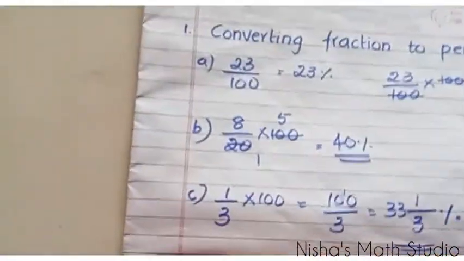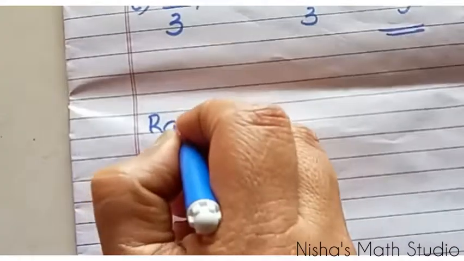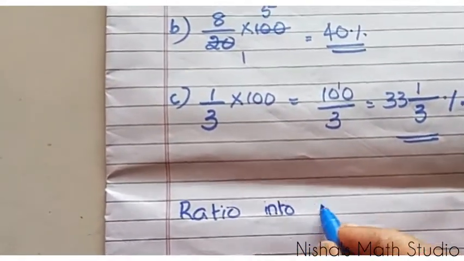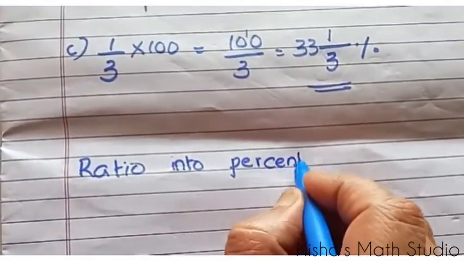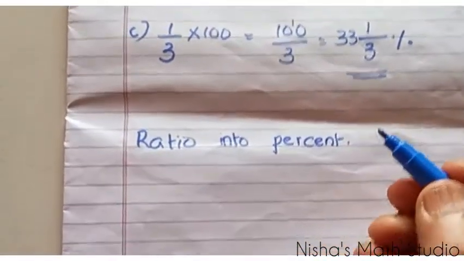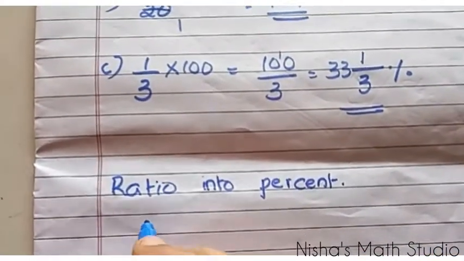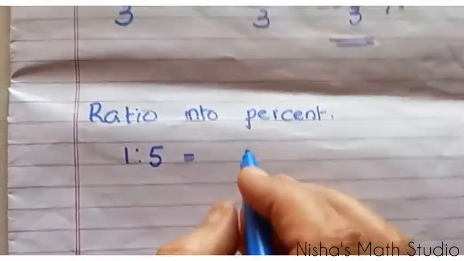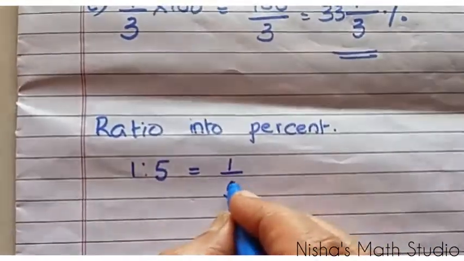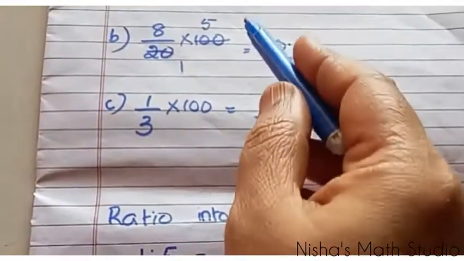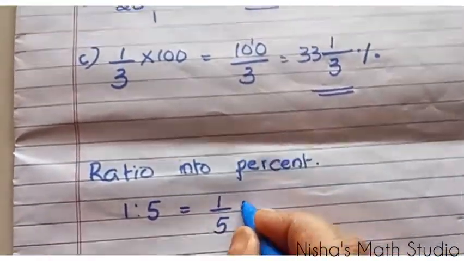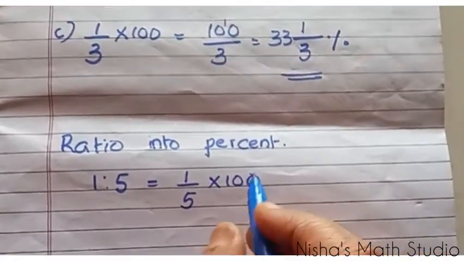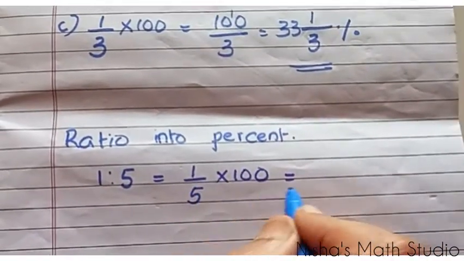Next we will see how to convert a ratio into a percentage. Now if you take an example, the ratio is 1:5. You know that ratios can be written as fractions. That is, I can write it as 1 by 5. Now you follow the same step as you did for the fraction. 1 by 5 multiplied by 100. The given fraction you multiply by 100 in order to get the percentage.